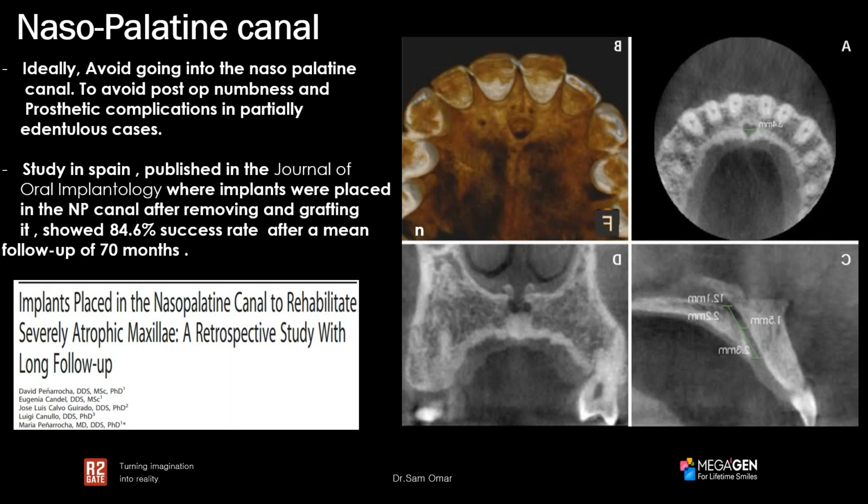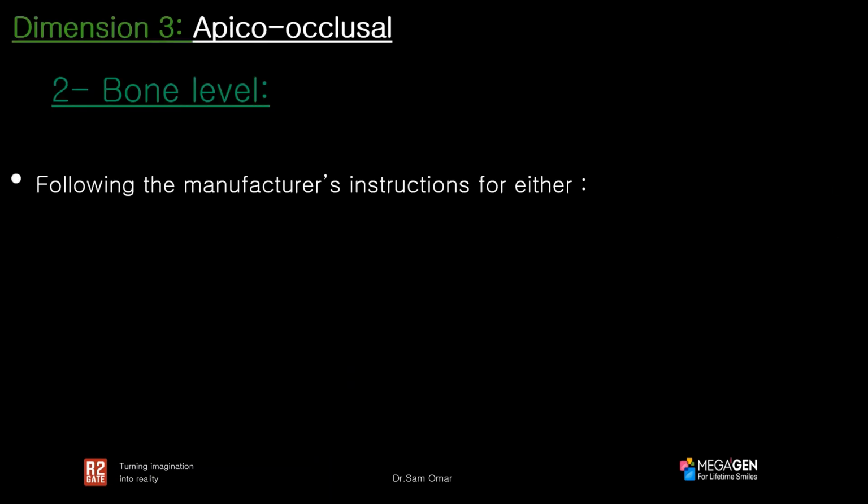This is a study that was done in Spain, published in the Journal of Oral Implantology, where implants were placed in the nasopalatine canal after removing the contents of the canal and grafting it. It shows about 84.6% success rate after a mean follow-up of 17 months. So what we could do right now is remove the contents of the nasopalatal canal, graft it, and place implants into it if we have to.